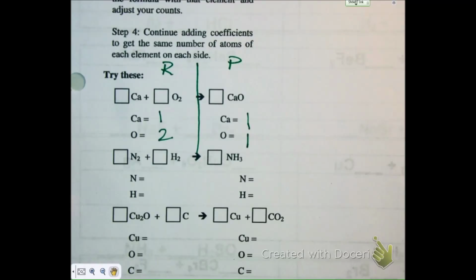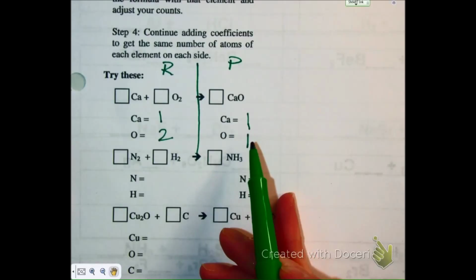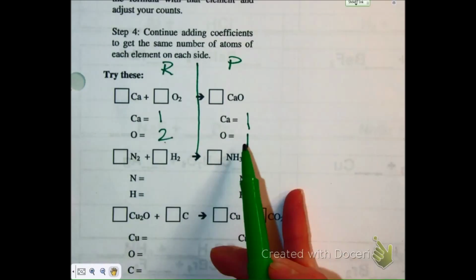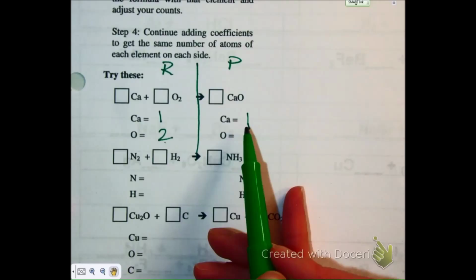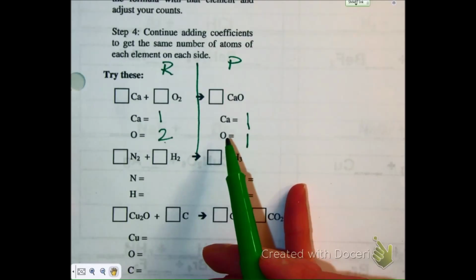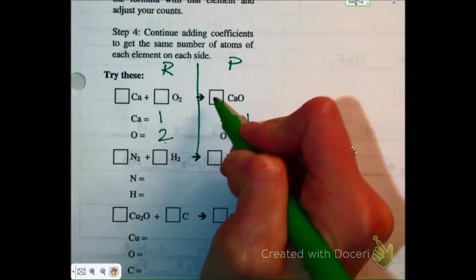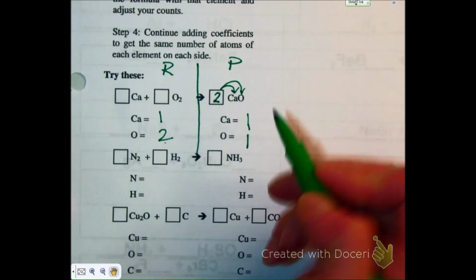So I find that my oxygen are slightly needy over here. I can't remove any, but I can add coefficients to change my situation on my product side. Kate, what should I do? Coefficient of 2 to the product side. Very good. I'm going to add a coefficient of 2 to the product side and then recount my atoms as it distributes to the entire formula.